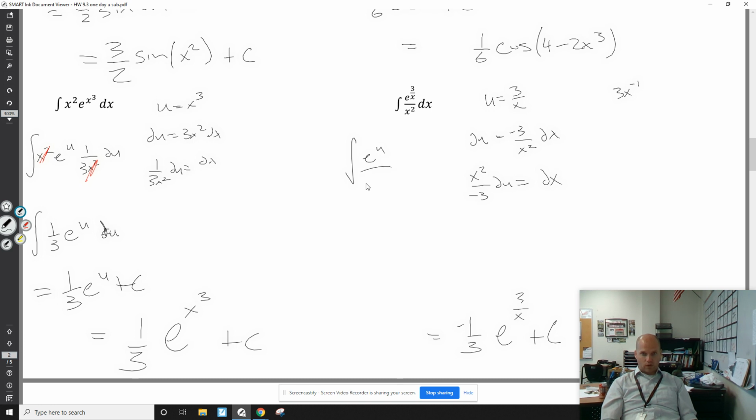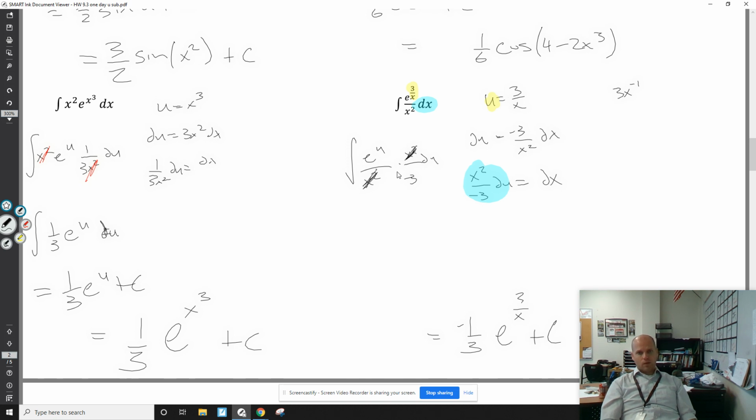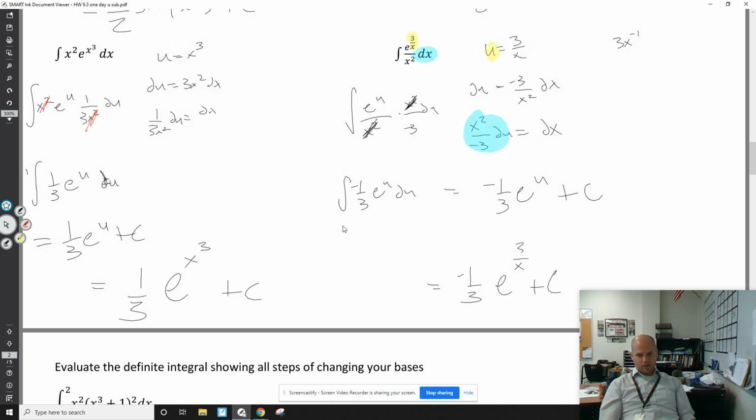So I got e to the u over x squared times x squared over negative 3 du. Again, I took u, substituted in here. I took x squared over negative 3 du, and I substituted in there. The x squareds cancel. There's that 1/3. Take the antiderivative of negative 1/3 e to the u, and I get negative 1/3 e to the u plus c. Replace u with 3 over x: negative 1/3 e to the 3 over x. Boom. Get this as your answer.